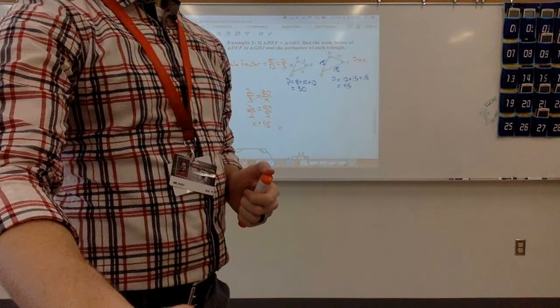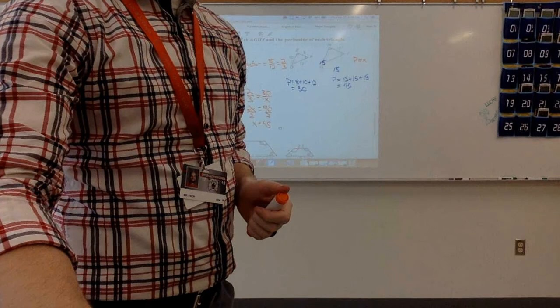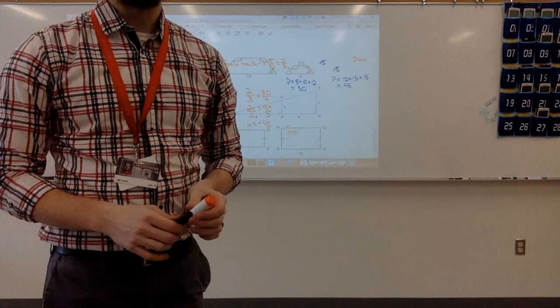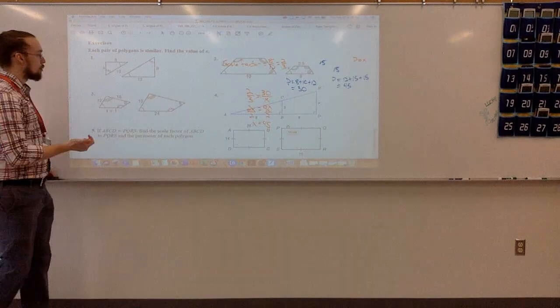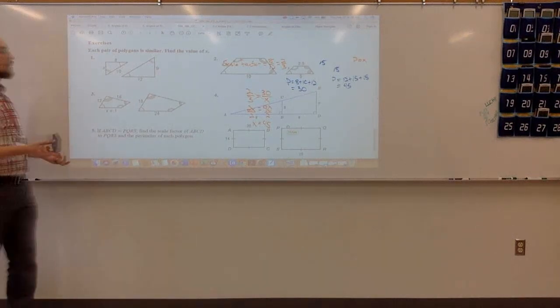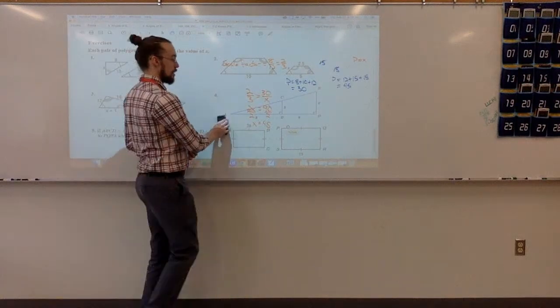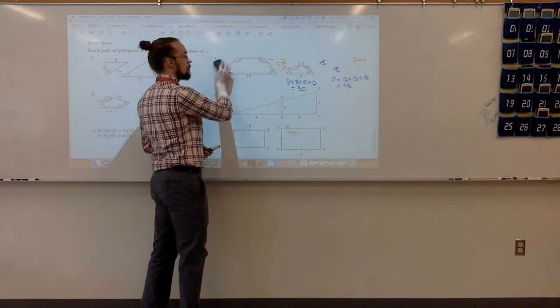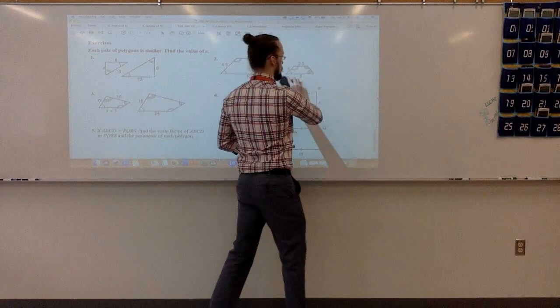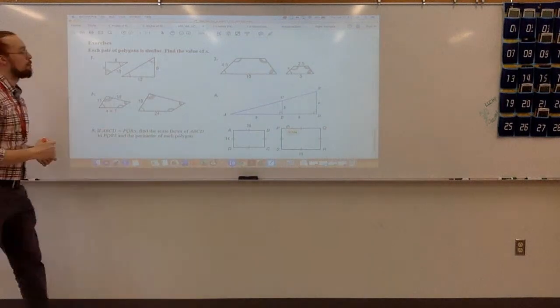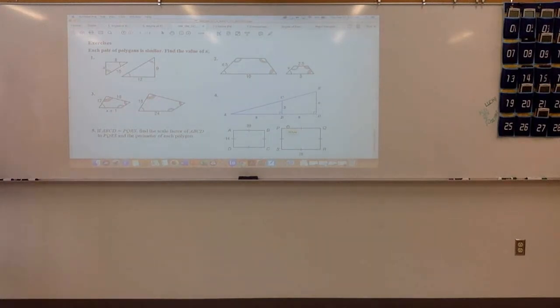So any questions on those? All right, then let's take a couple of minutes here, and you guys try 1 and 2. Right? For both 1 and 2, all we're doing is solving for 1 missing side. So we'll need to set up a proportion by matching up corresponding sides to solve for x.